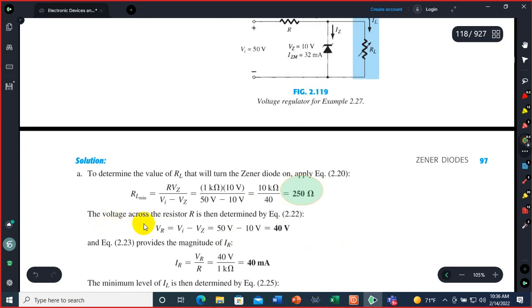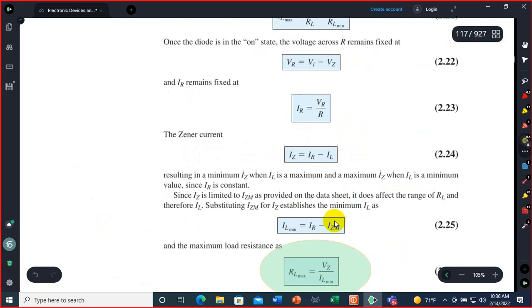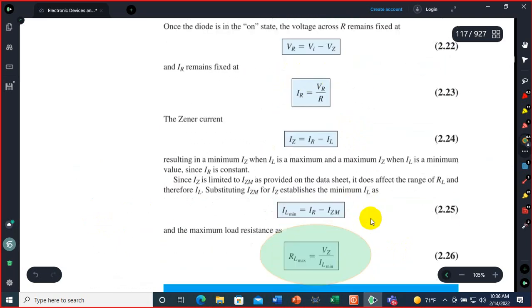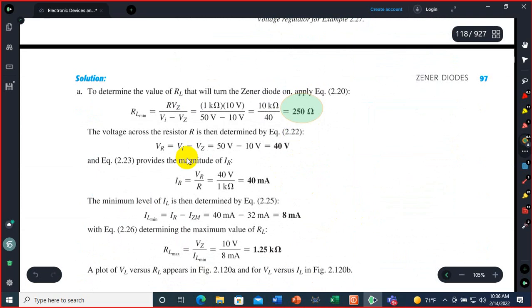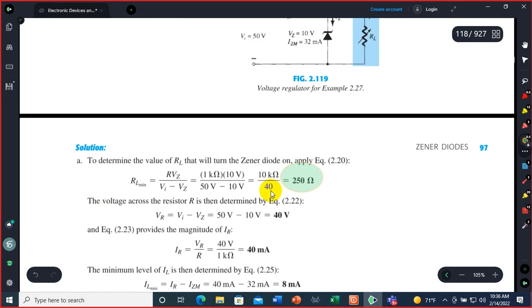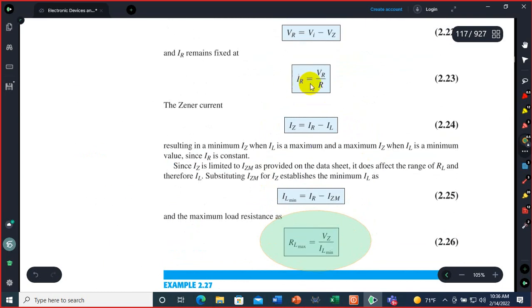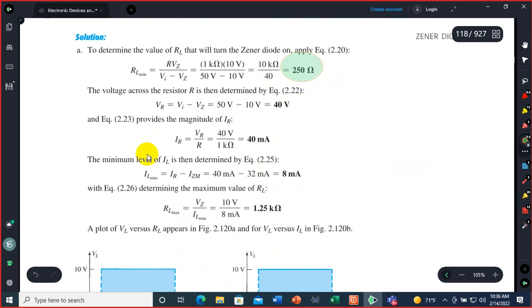The voltage across the resistance R is then determined by equation 2.22. By this equation, we get the voltage of 40 volts across the resistance R. Now with equation 2.23 we calculate the current IR, the current through the resistance R. VR by R, 40 volts divided by 1 kilo ohm, is 40 milliampere.